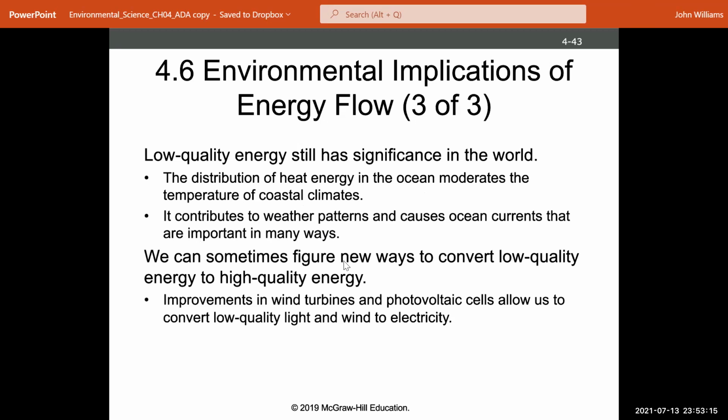And we also can figure out new ways to convert this low quality energy into high quality energy. So for example, getting better turbines and different photovoltaic cells to convert low quality light and wind into electrical energy that can be used for work and high quality processes.